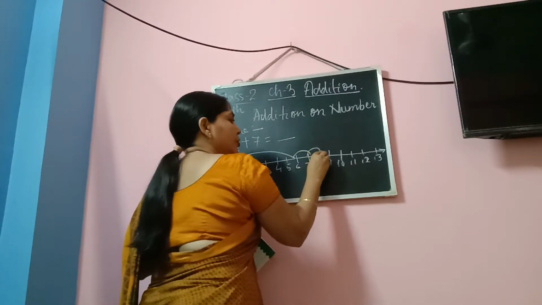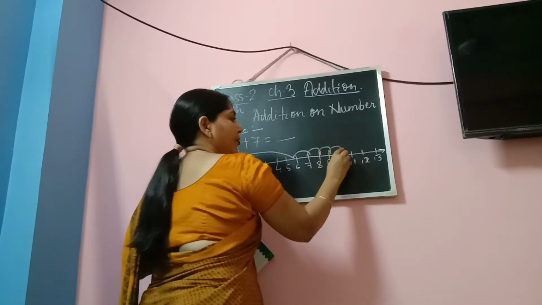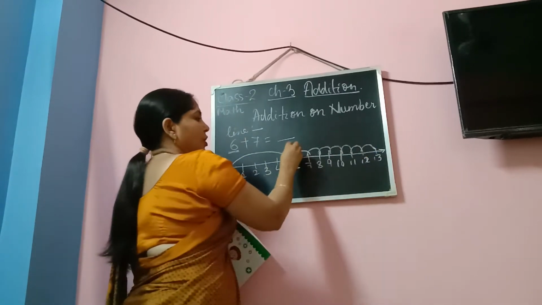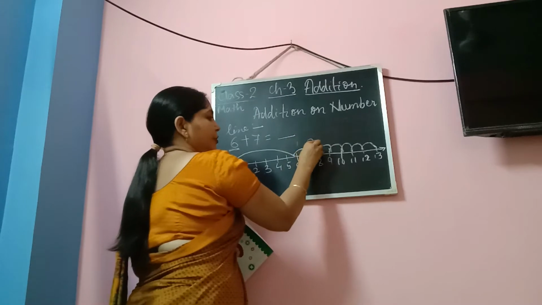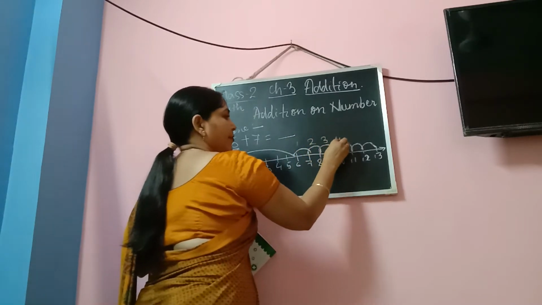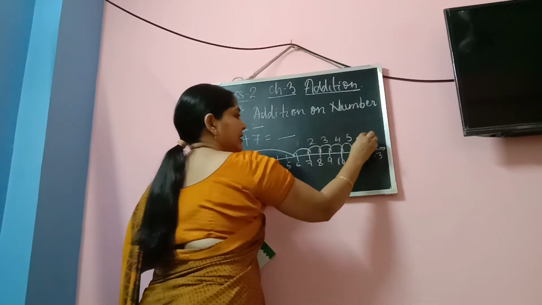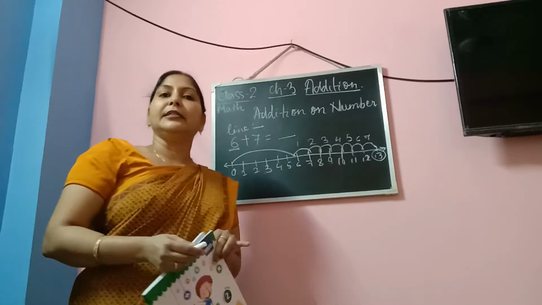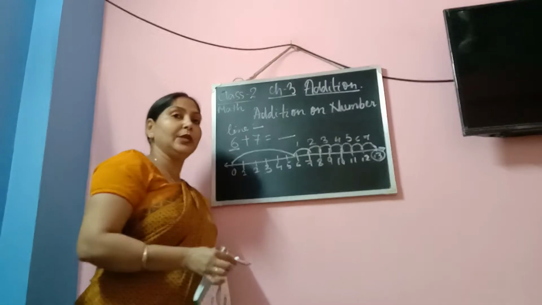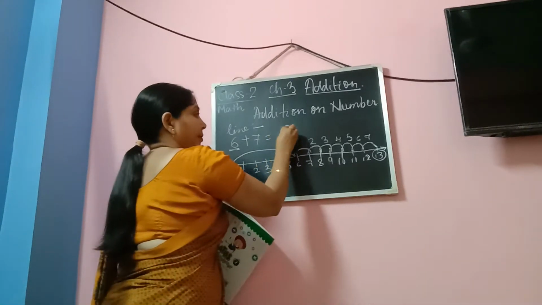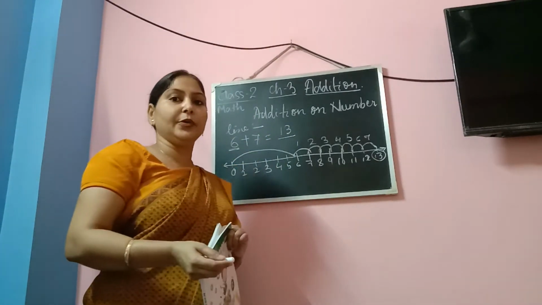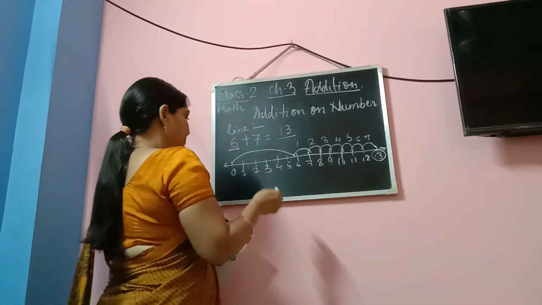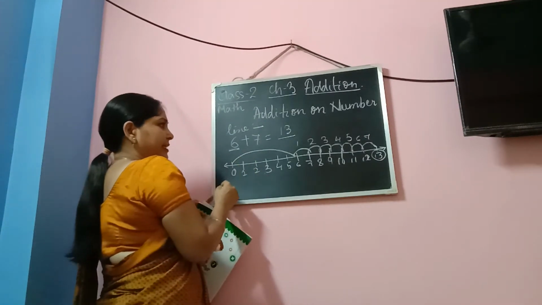1, 2, 3, 4, 5, 6 and 7. So you can write here 1, 2, 3, 4, 5, 6 and 7. And where have you reached? So 6 plus 7 is equal to 13. Okay, so this is how you are going to do the addition on the number line. Let's take one more example.